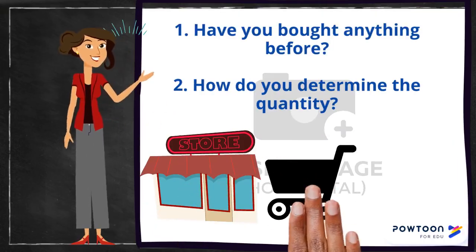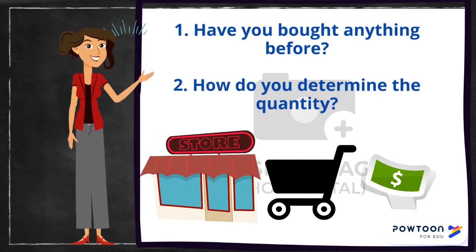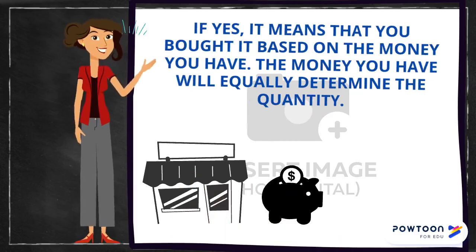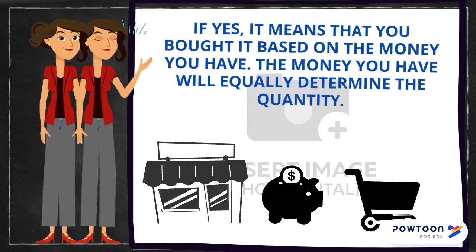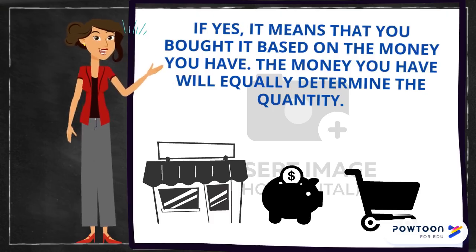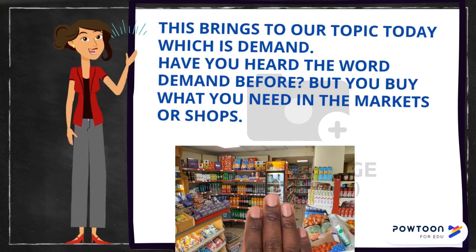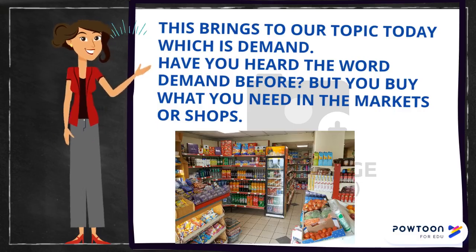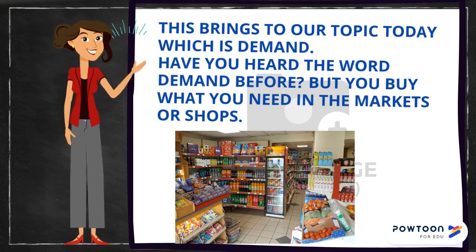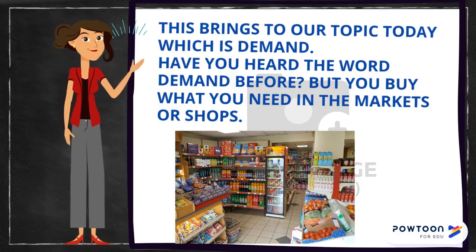Have you bought anything before? How do you determine the quantity? If yes, it means that you bought it based on the money you have. The money you have will equally determine the quantity. This brings us to our topic today, which is demand. Have you heard the word demand before? But you buy what you need in the markets or shops.